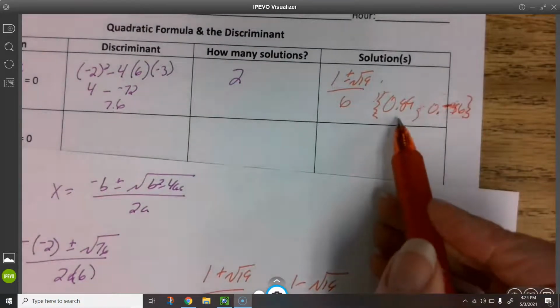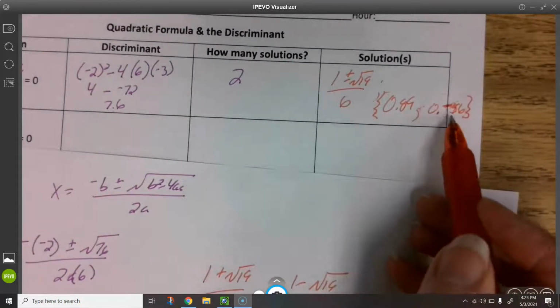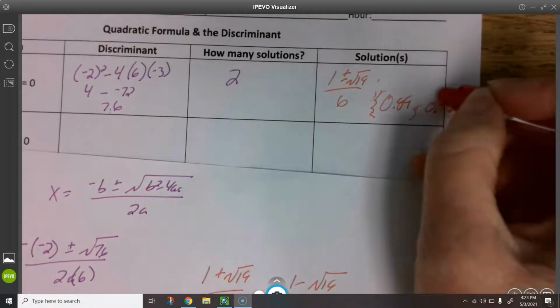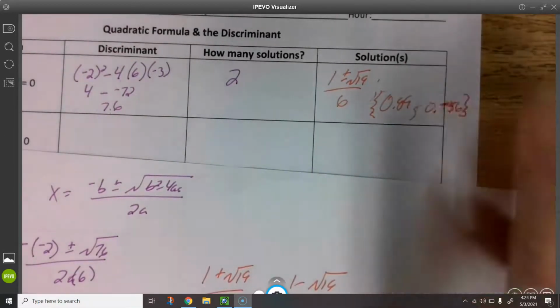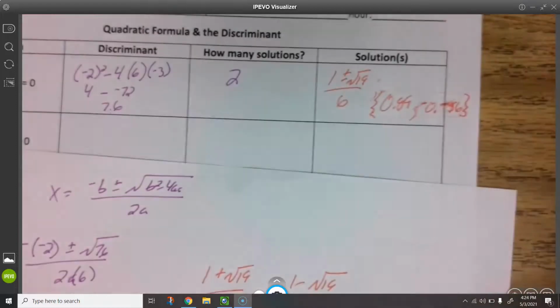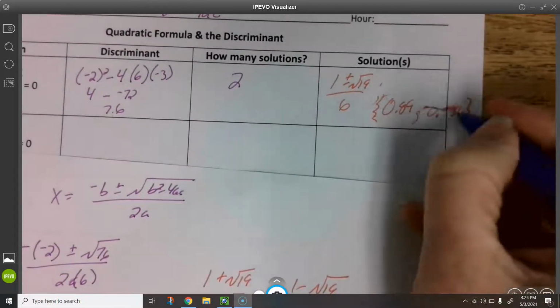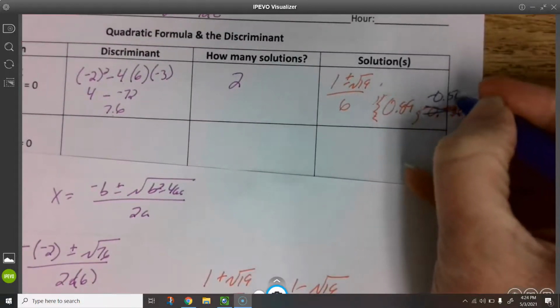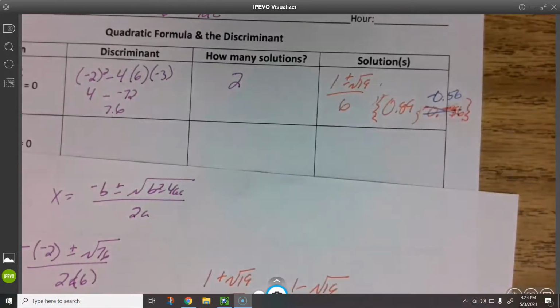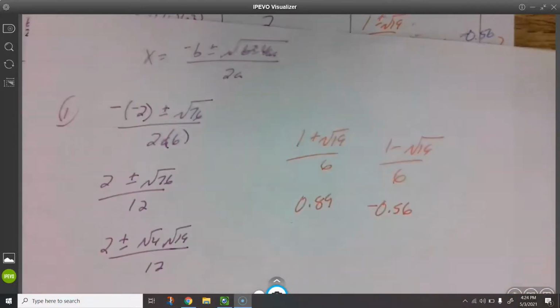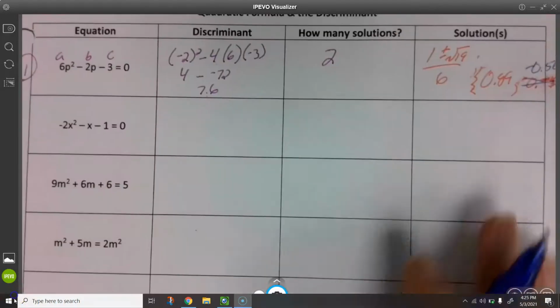Okay, finally got it. So it'd be 0.89 and negative... well, that's a weird place to put a negative. Negative 0.56. Okay, those would be my two answers. Okay, let's do another one.